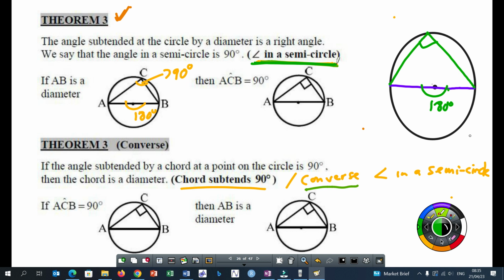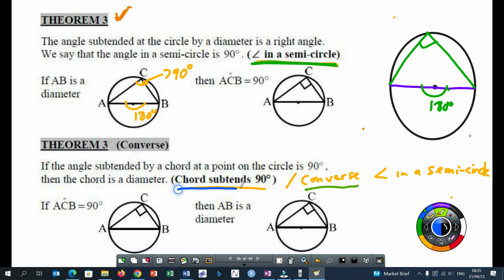As long as you've got a diameter and you see that there's an angle at the circumference which is subtended by the diameter, that angle will always be equal to 90 degrees. Then, this theorem has got its converse, because sometimes you may be asked to prove that a line is a diameter. So you do the opposite now. All you have to do is prove that the angle that is subtended by the line is equal to 90 degrees.